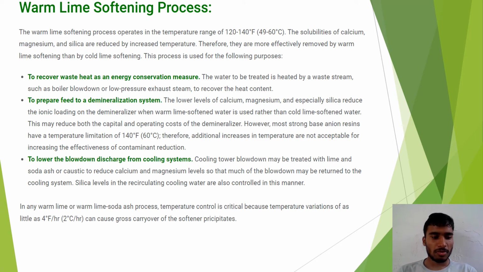In any warm lime or warm lime soda ash process, temperature control is critical because temperature variations of as little as 4 degrees Fahrenheit per hour, that is 2 degrees Celsius per hour, can cause gross carryover of the softener precipitates.